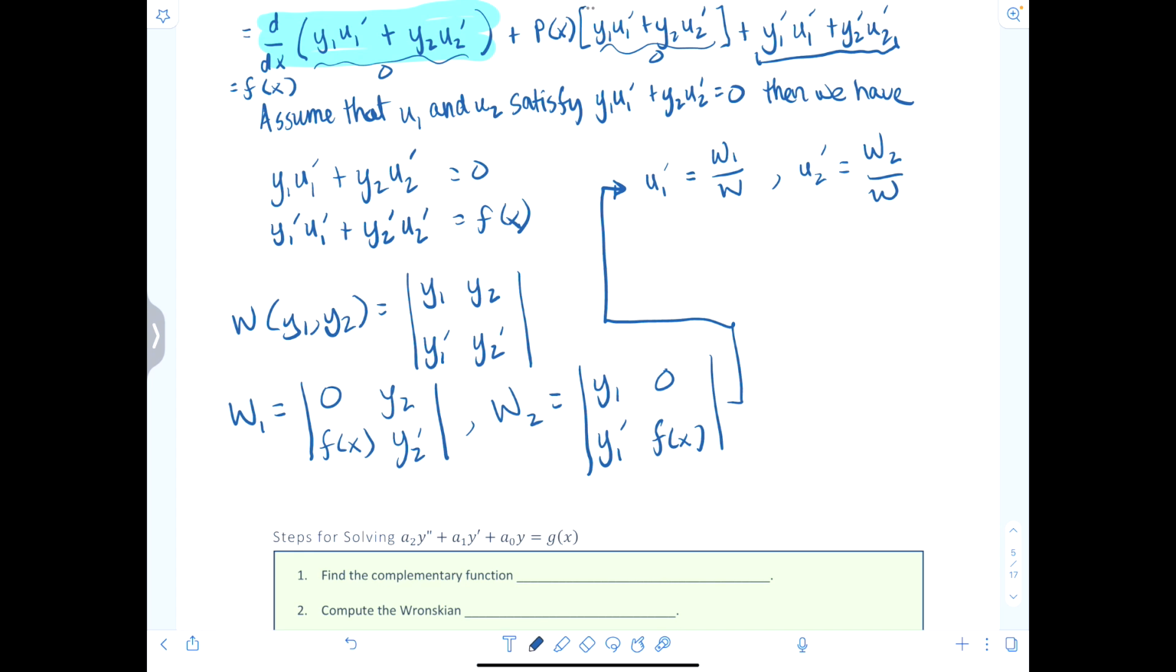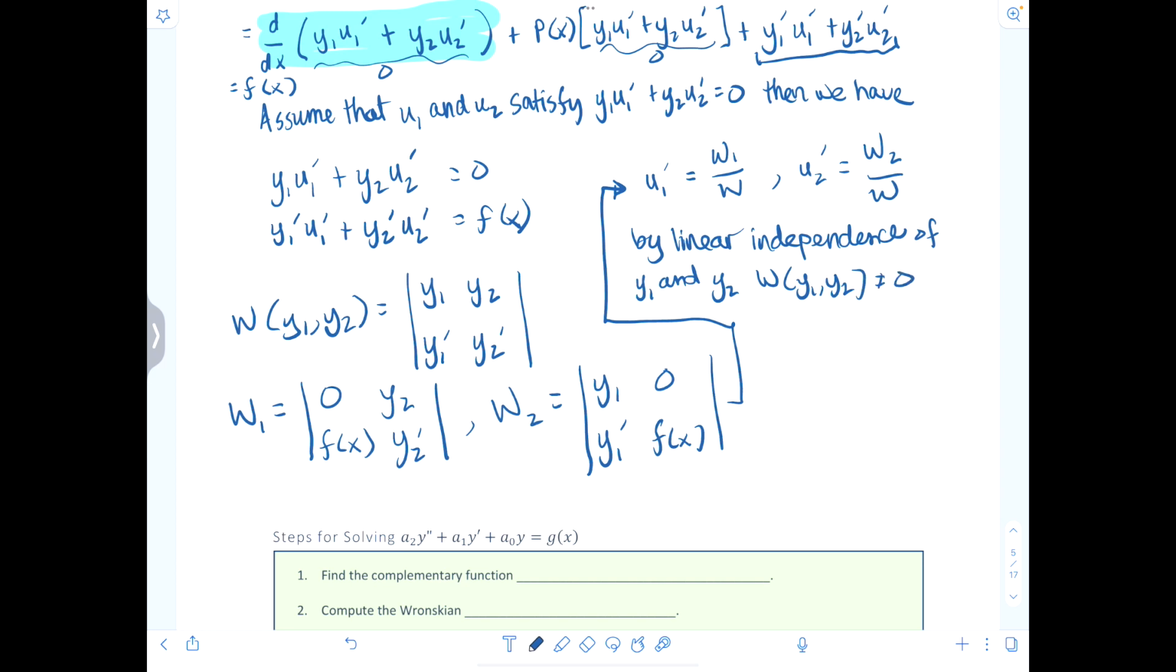Now, we know W is the Wronskian of y1 and y2, right? And by linear independence of y1 and y2, we know that the Wronskian of y1 and y2 is non-zero. So we're okay with the denominators there. And that's for any x which belongs to the interval I.